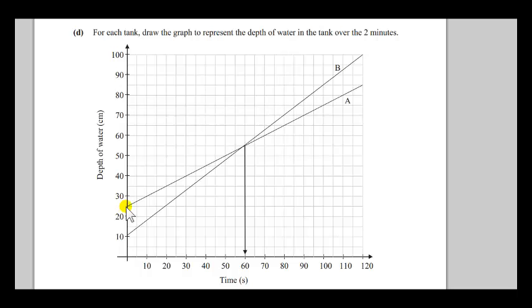Okay, here we have a graph showing the depth of water in each tank over 2 minutes. So let's take tank A. At t equals 0, the depth is 25, as we saw. At t equals 10, the depth is 30. So you could just pick those 2 points and draw your line. We're dealing with a steady rate, so the graph is a straight line.